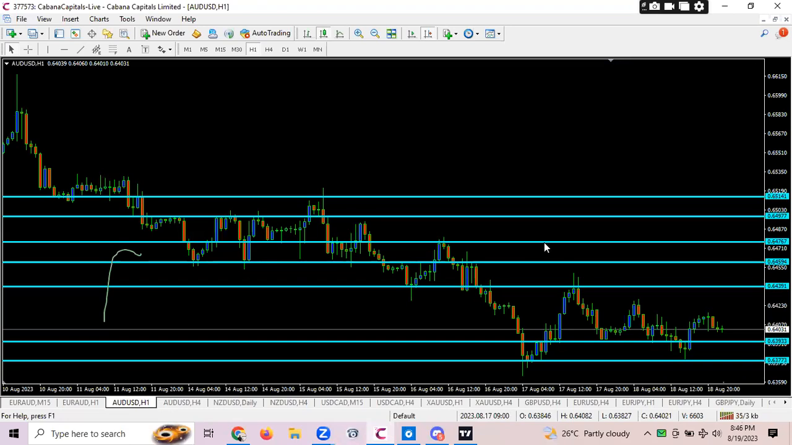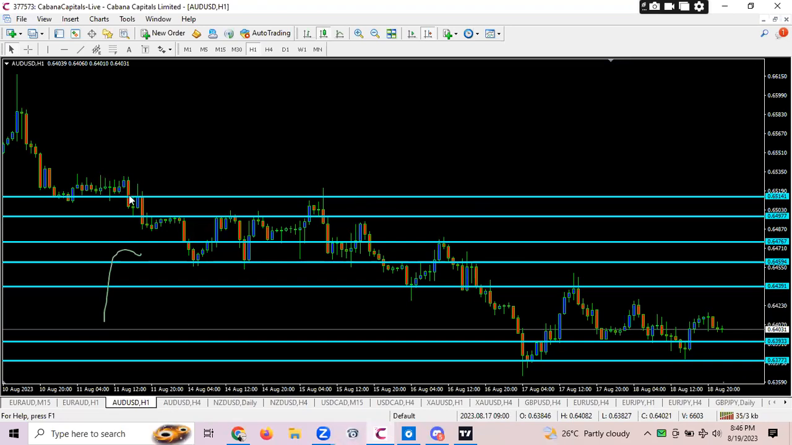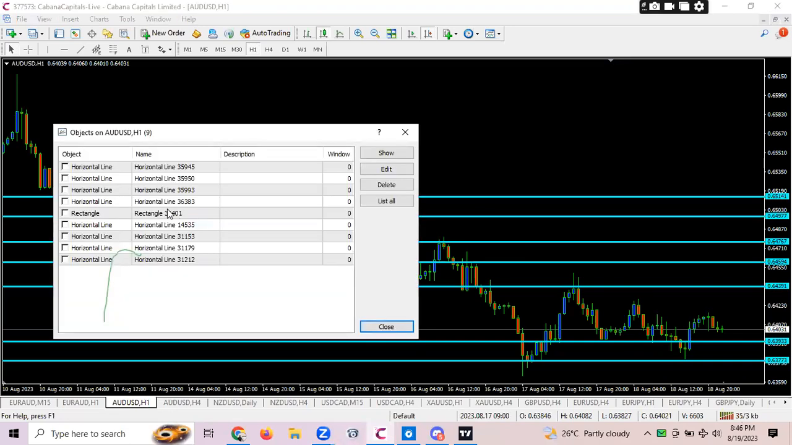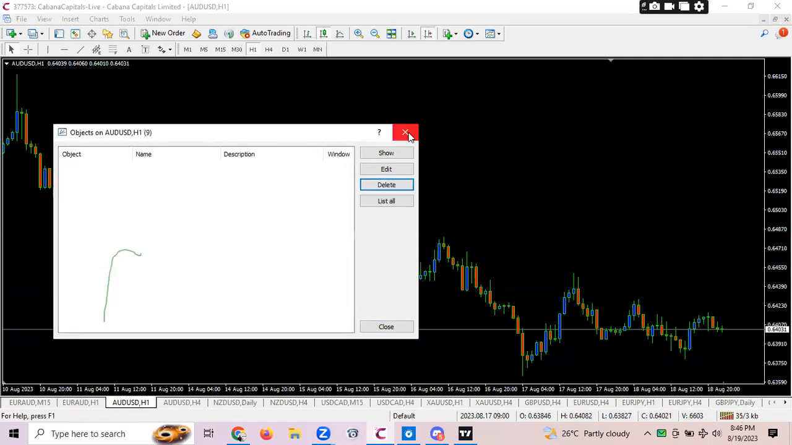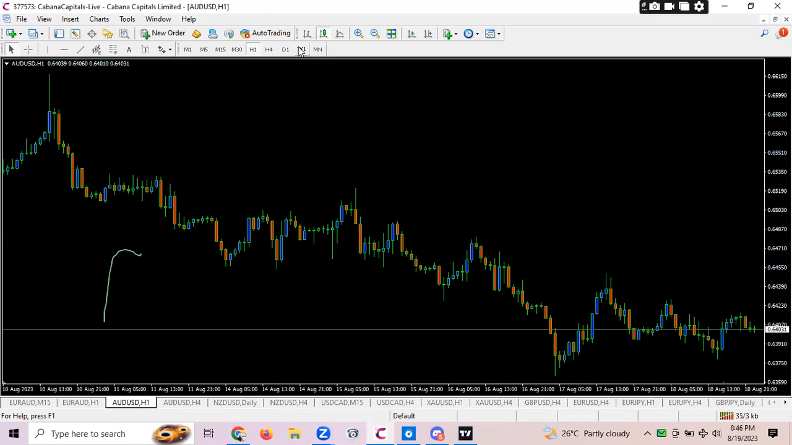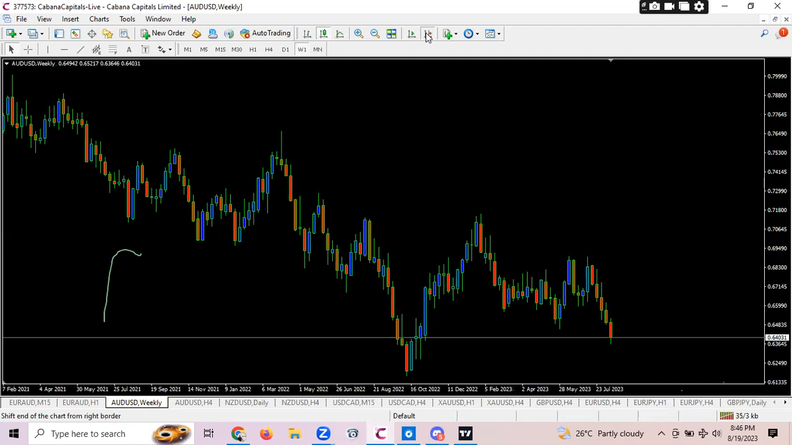Let me delete all these lines. I need to know the trend for the week. That's why I start with the weekly time frame. Okay, so now looking at the price action on the weekly time frame, it is obvious that the sellers are still in control, right?